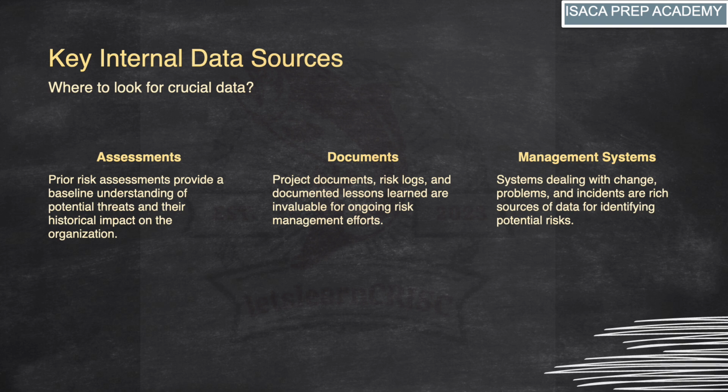For example, frequent system outages recorded in an incident management system may indicate underlying issues that pose a risk to business continuity. And by leveraging data from the management system, organizations can proactively address potential risks, improve operational efficiency, and enhance overall resilience.